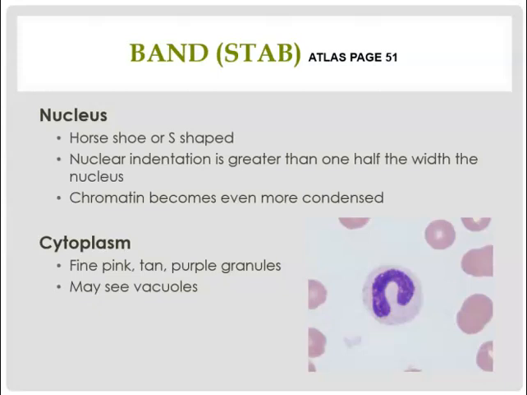The chromatin becomes more condensed, so you see how the nucleus inside is very dark purple, very condensed, and then you have this U shape to the nucleus, or a little horseshoe shape. The cytoplasm has fine pink to tan purple granules, and again, this is specific to the neutrophil because that's what we're looking at, or it's going to mature into a neutrophil. And you may see vacuoles in cells at this point.